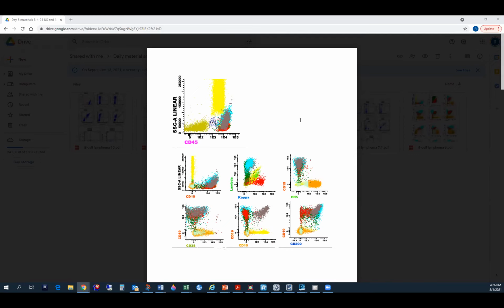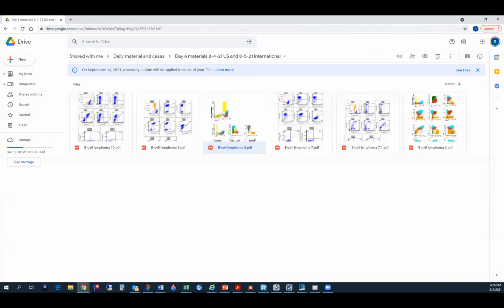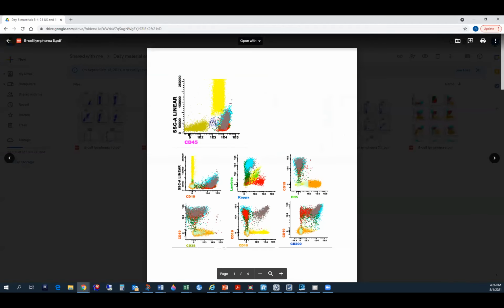For hairy cell, both hairy cell and variant, 103 is the most specific marker, which is why most labs just add 103 in their regular panels, even if they don't include the other 25 or 123 in their panels.